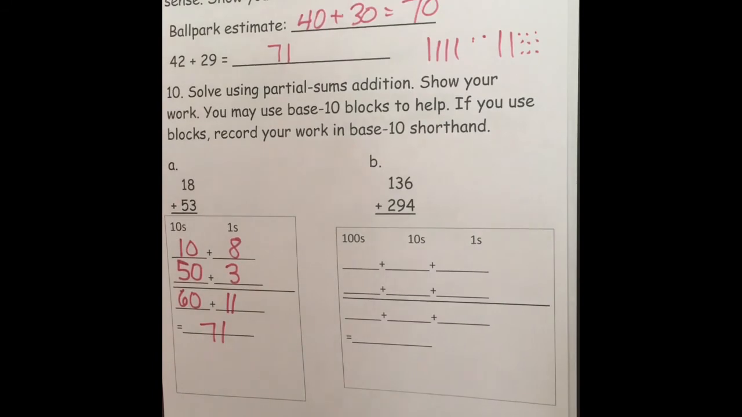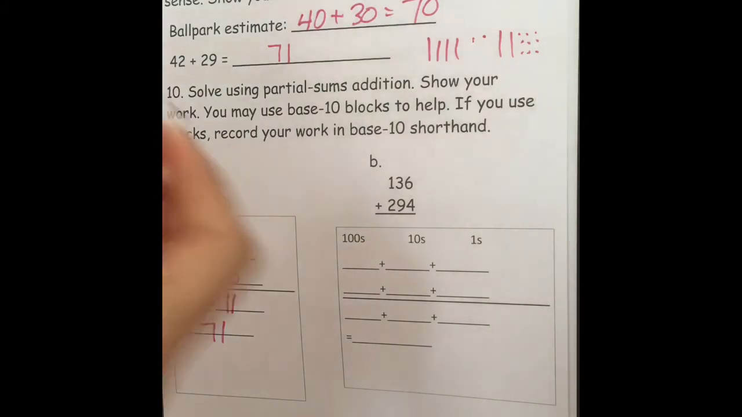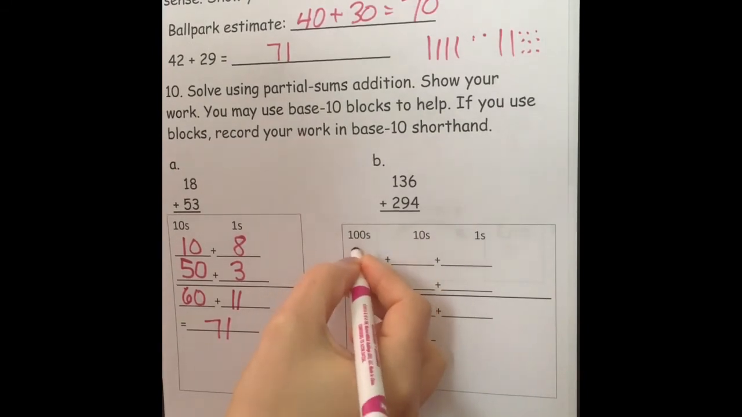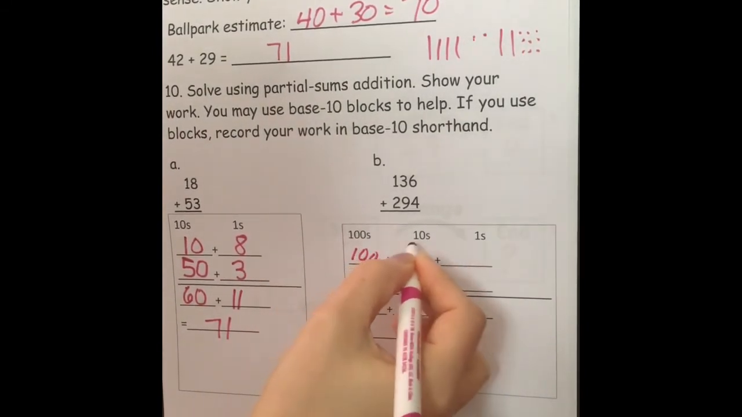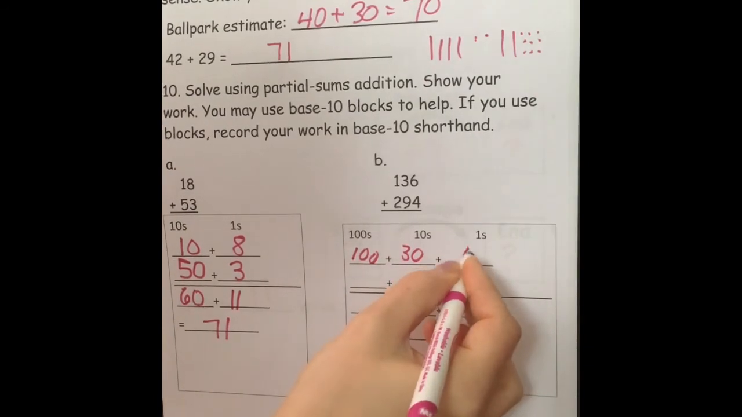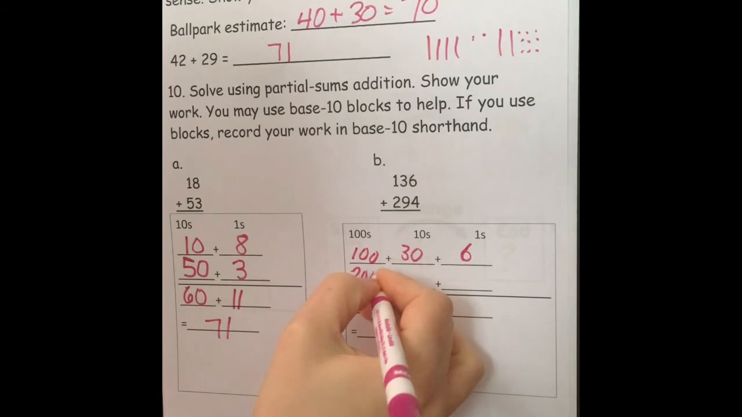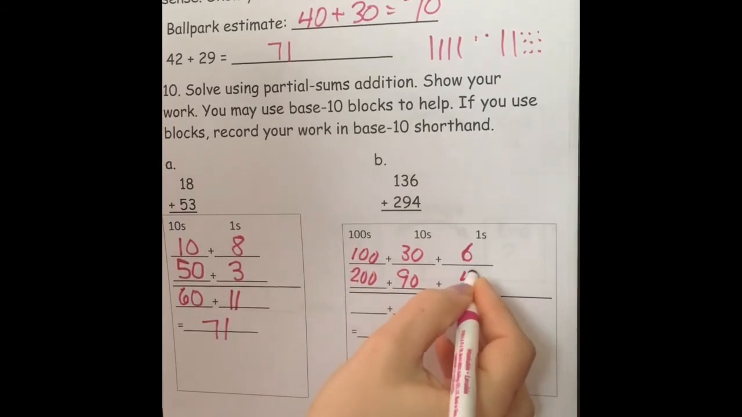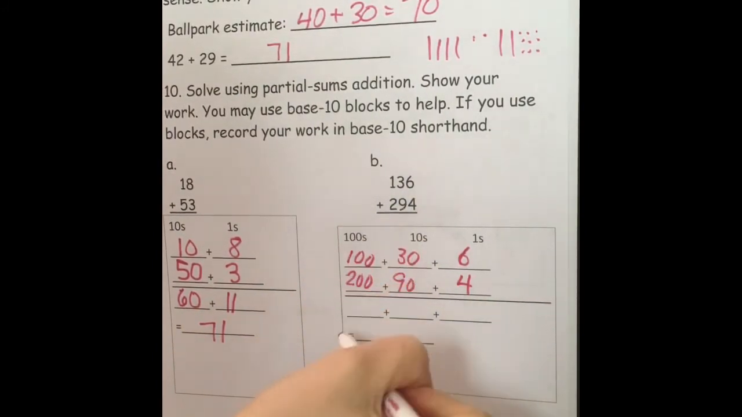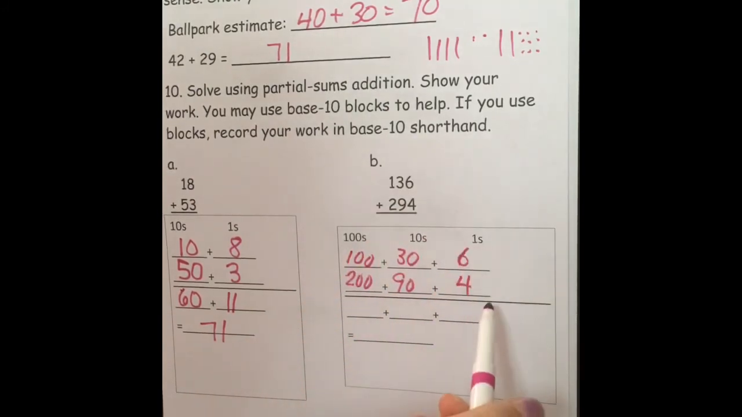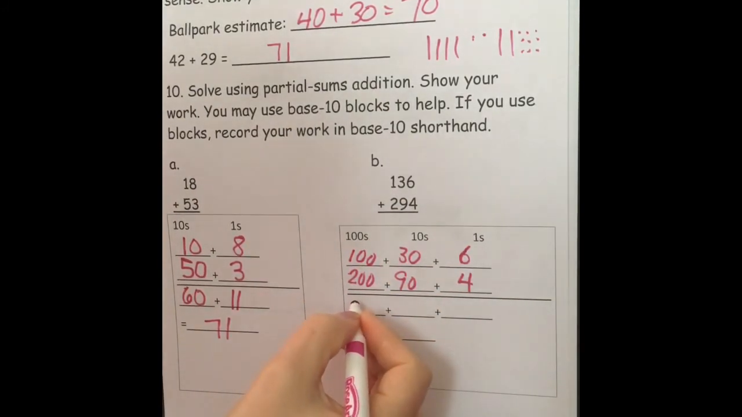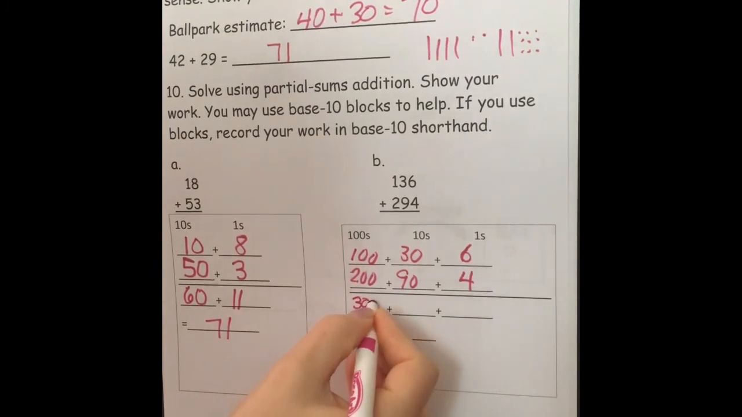B. 136 plus 294. So 136 in expanded form is 100 plus 30 plus 6. 294 is 200 plus 90 plus 4. Then we're going to add the hundreds, add the tens, and add the ones. 100 plus 200 equals 300.